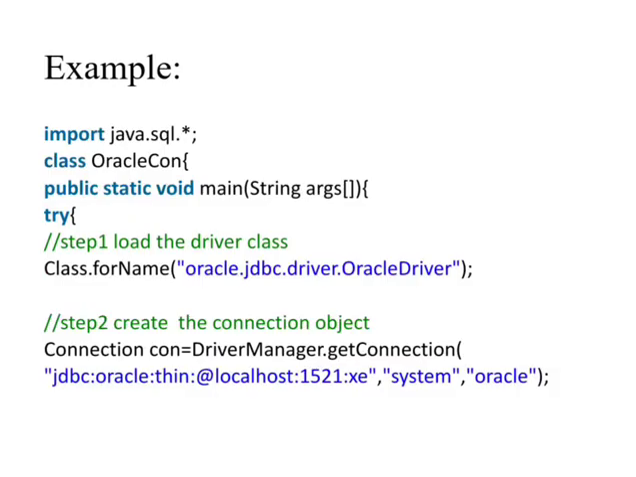Then let us consider the example to connect the Java application with the Oracle database. In this program, we are connecting to an Oracle database and getting data from the emp table. Here, system and oracle are the username and the password of the Oracle database. Let us consider the program.